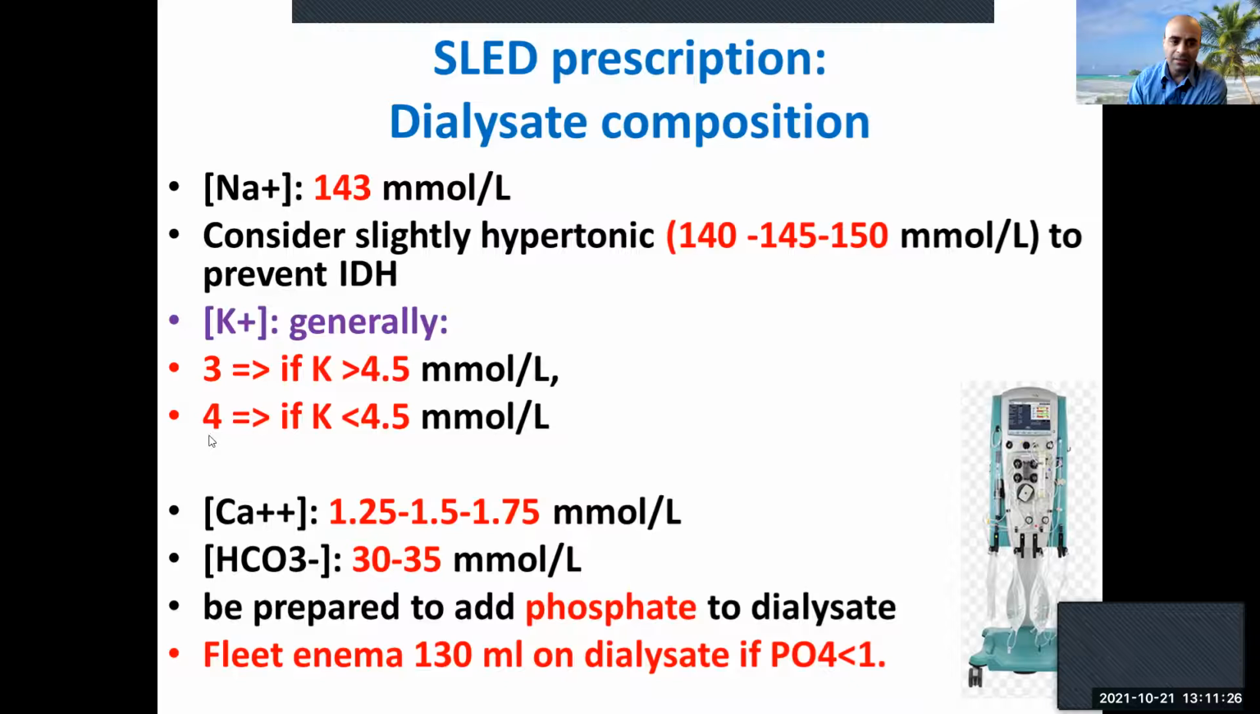This is the K bath, the dialysate potassium, 3 or 4. 3 with a high potassium, more than 4.5, and 4 with a low potassium, less than 4.5, okay? So I think it is clear.